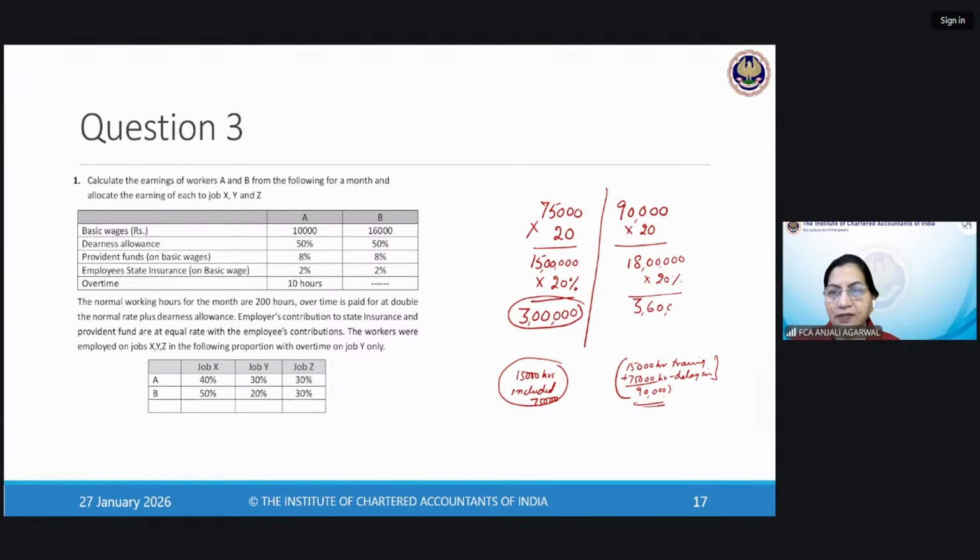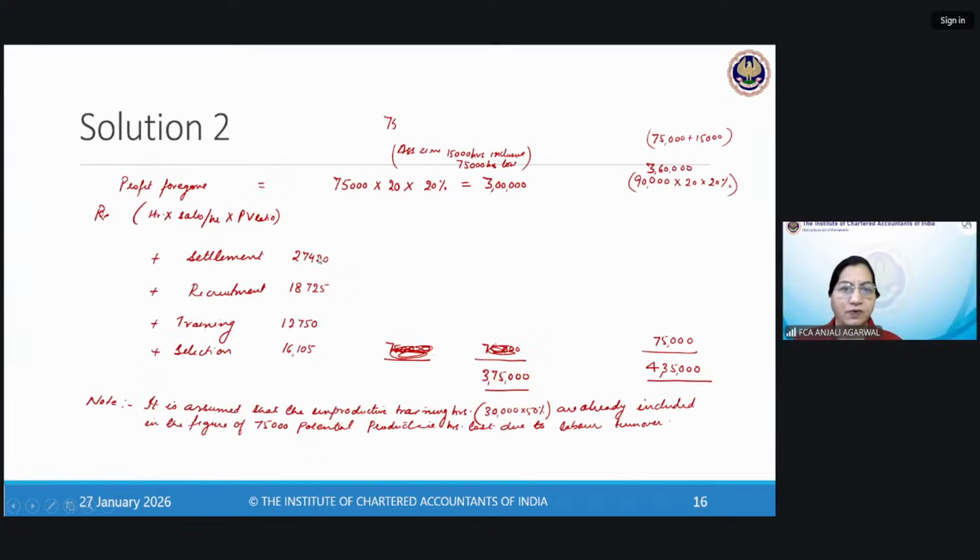So either you can take 3 lakh profit foregone plus 24,420 plus 18,725 plus 12,750 plus 16,105 is equal to 375, total loss due to labor turnover. Else 3 lakh 60,000 plus 27,420 plus 18,725 plus 12,750 plus 16,105, a total of 4 lakh 35,000 lost due to labor turnover. I hope it is clear now. Yes.